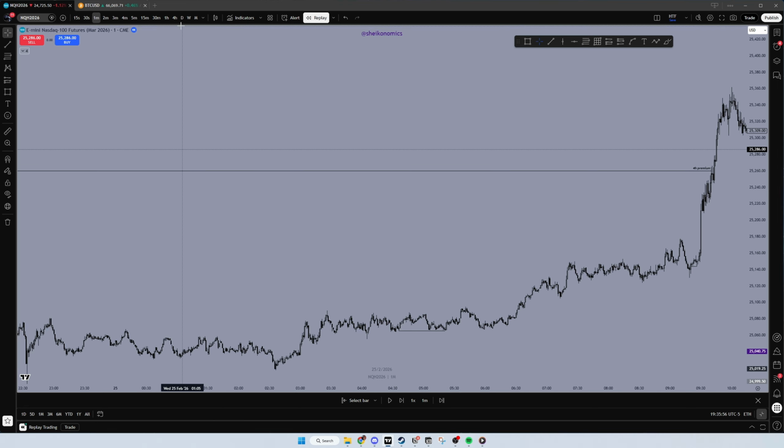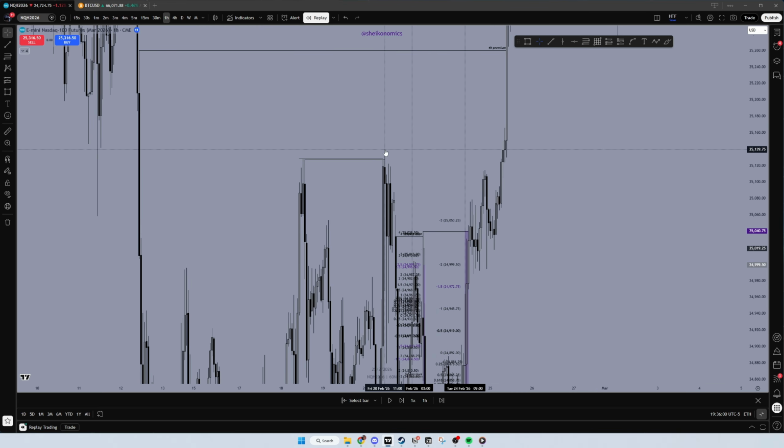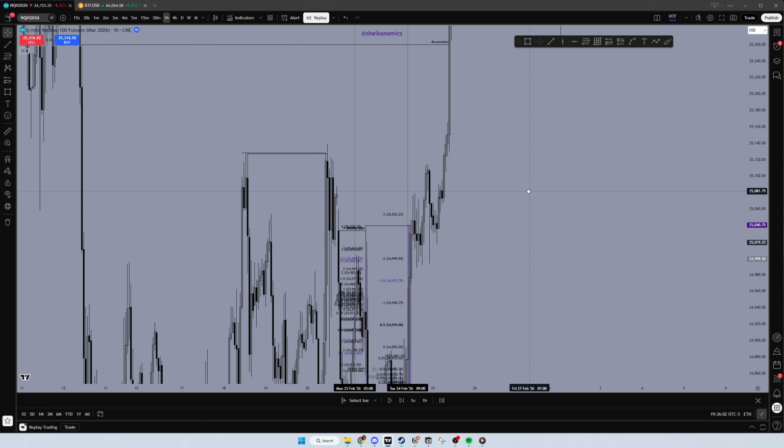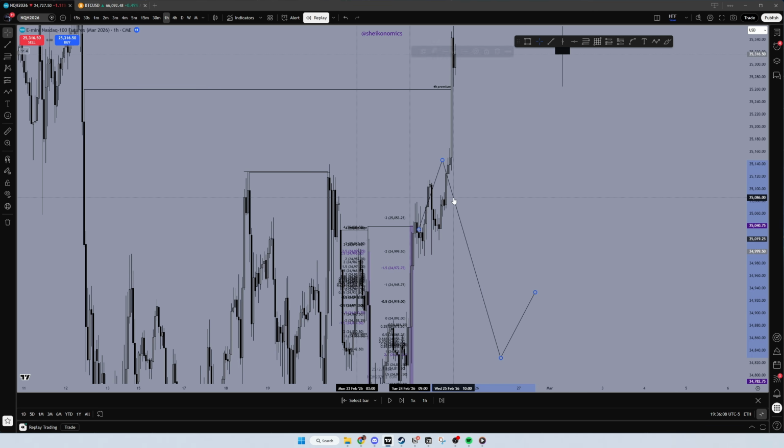Now coming into Wednesday here, after we took this buy side right here, previous day high, this high right here, the NWAG, I was kind of uncertain if this would sponsor shorts again or if we would just keep pumping.